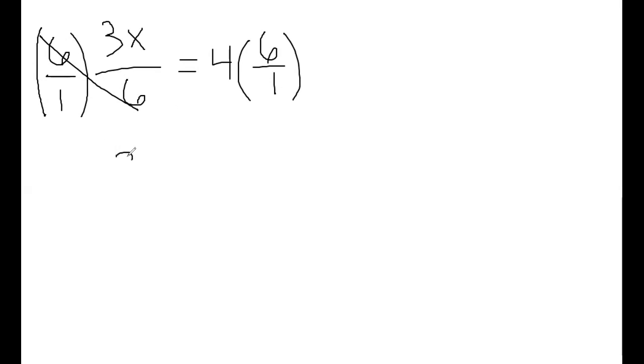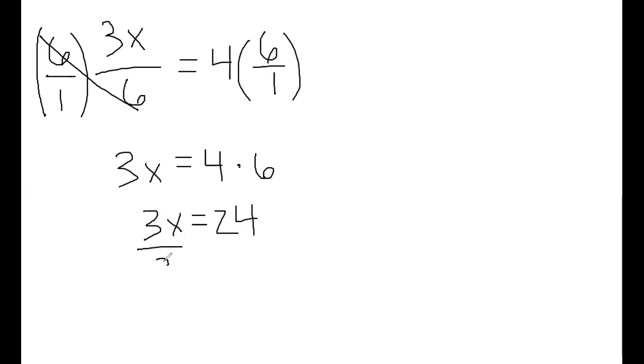Then this could be rewritten as 3x equals 4 times 6, which is further simplified to 3x equals 24. Then we introduce division, figuring out how to isolate this x when it's multiplied by another number, in this case being 3. So from here, we divided both sides by 3. And we ended with x equals 8.